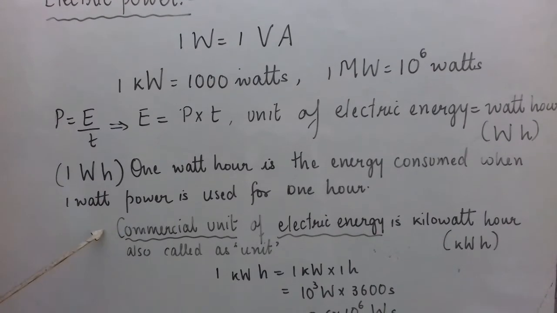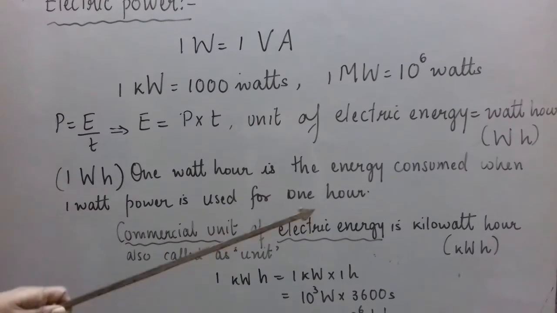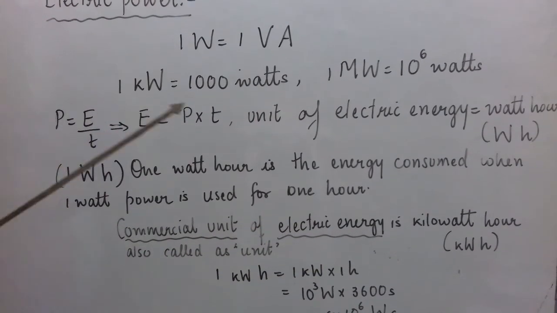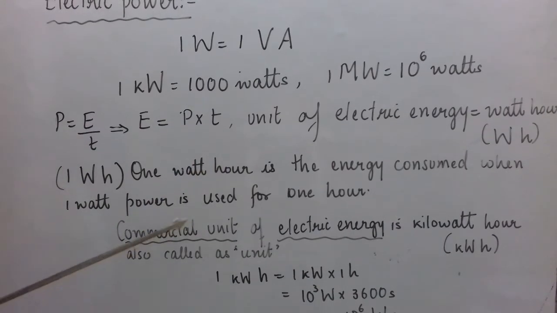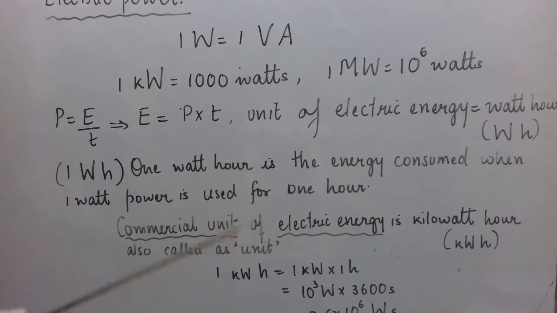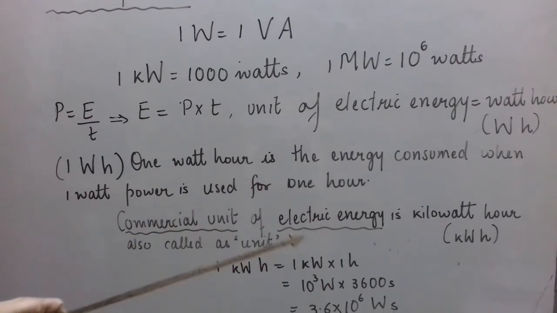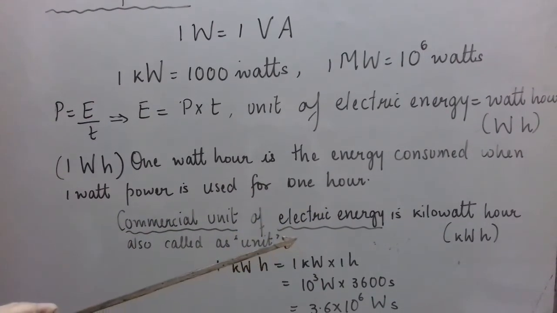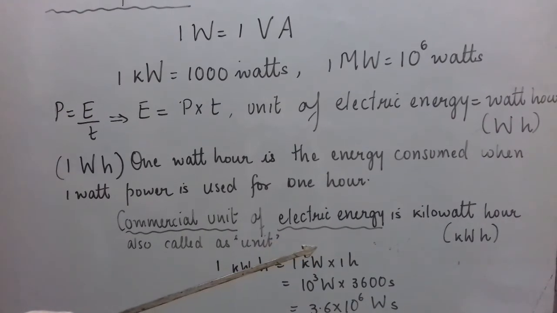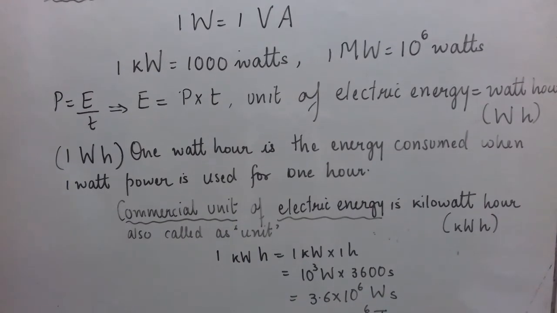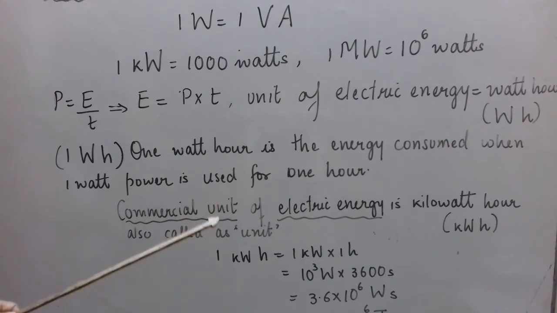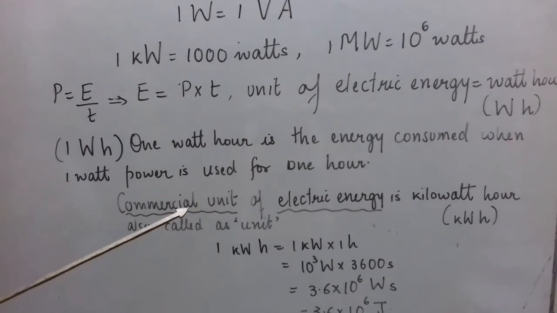Now, this you have studied in your 9th class, that commercial unit of electric energy is kilowatt hour. I have told you that watt hour is a unit of electric energy, but if the question is give the commercial unit of electric energy, then you will say it is kilowatt hour. Remember, small k, capital W, leave little gap and then small h for hour. This is also commonly called as unit. It means if you say 20 units are used, 20 units means 20 kilowatt hour energy has been used.